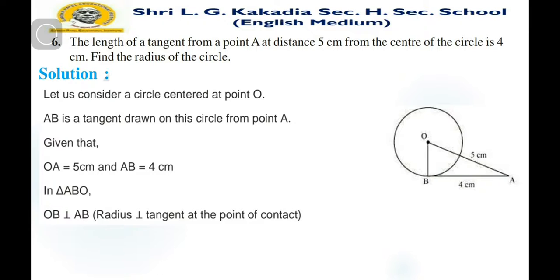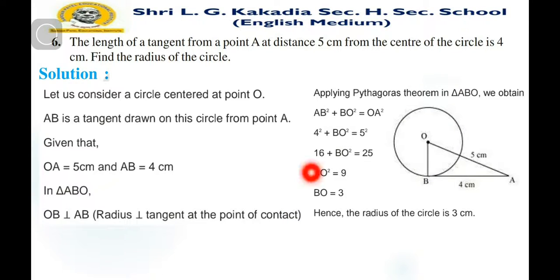Let us consider a circle centered at O. As you can see in the figure, AB is a tangent drawn on this circle from point A. Given that OA is equal to 5 cm, AB is equal to 4 cm. In triangle ABO, OB is perpendicular to AB as the radius is perpendicular to the tangent at the point of contact, by theorem number 10.1.